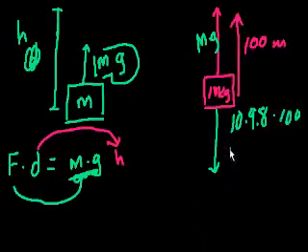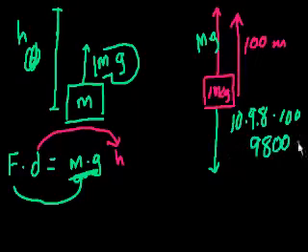So how much work was put into this elevator, or into this object, it doesn't have to be an elevator, by whatever force was essentially pushing up on it or pulling up on it. And so let's see, this would be 98 times 100, so it's 9,800 Newton meters, or 9,800 joules.